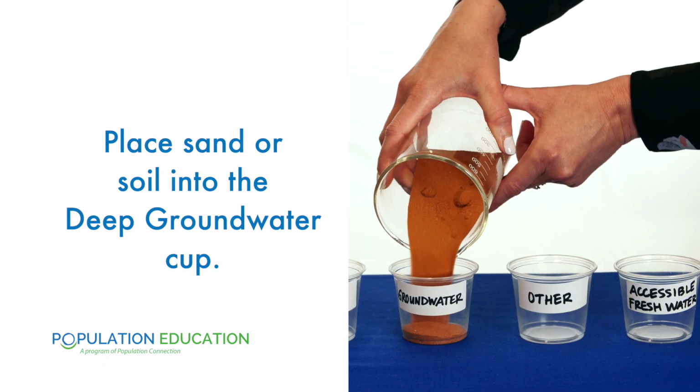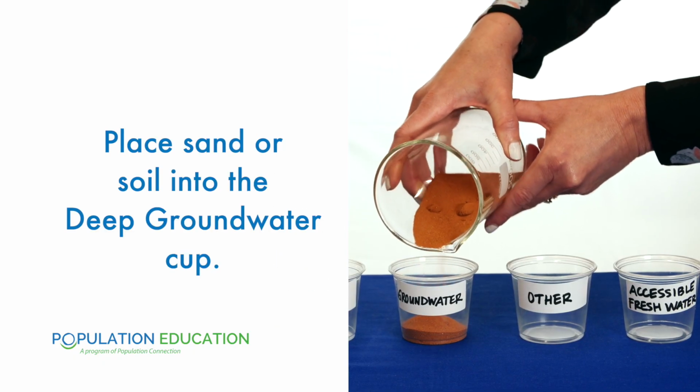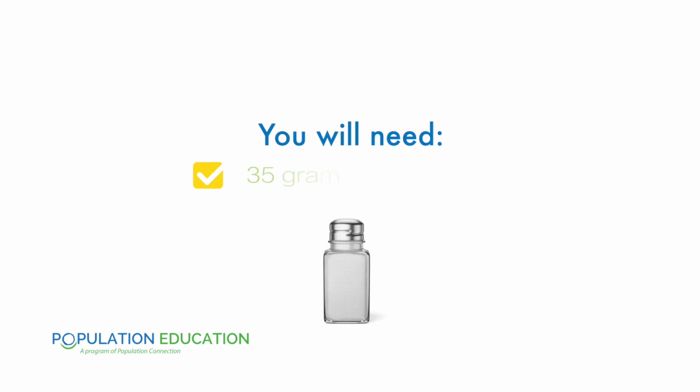Place some sand or soil in the deep groundwater cup before you start the activity. You will also need to measure and set aside 35 grams of salt. And you may want some smaller graduated cylinders to help make the more precise measurements that will be needed.